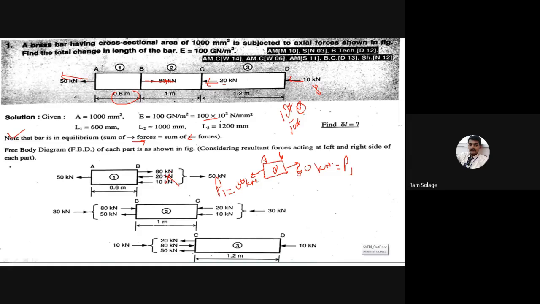Sachin Sutar. Yes, sir. Free body diagram for section 1 is over. Yes, sir. What is the force P1 is equal to? 50 kilonewton. How it is calculated?